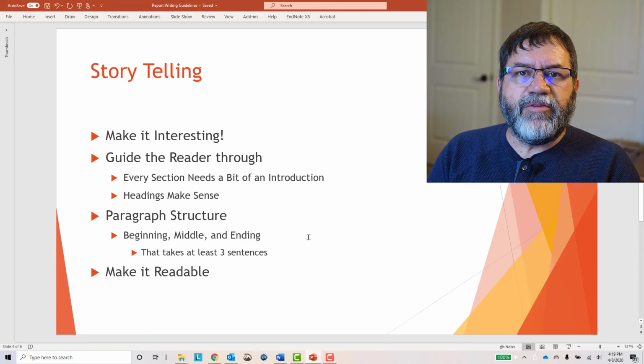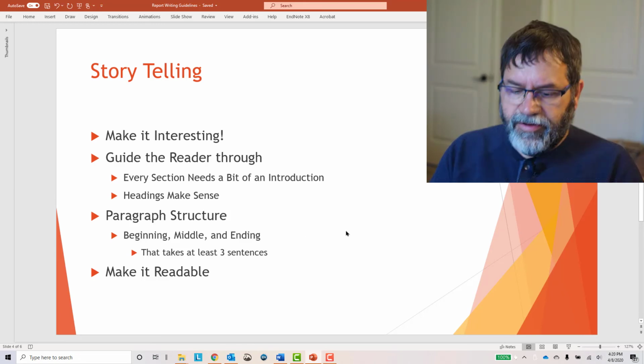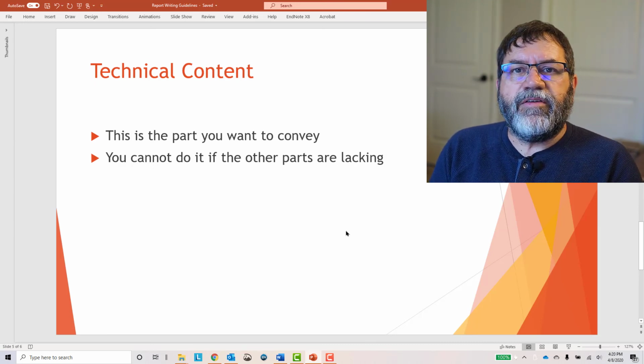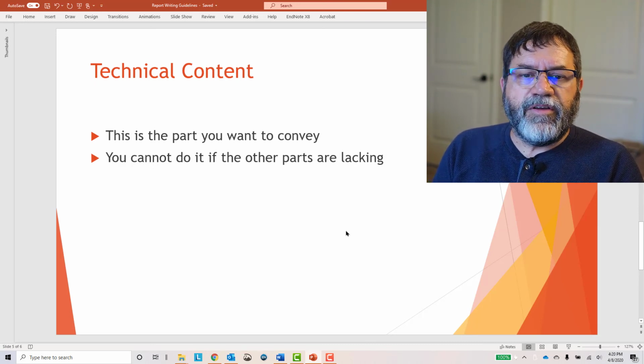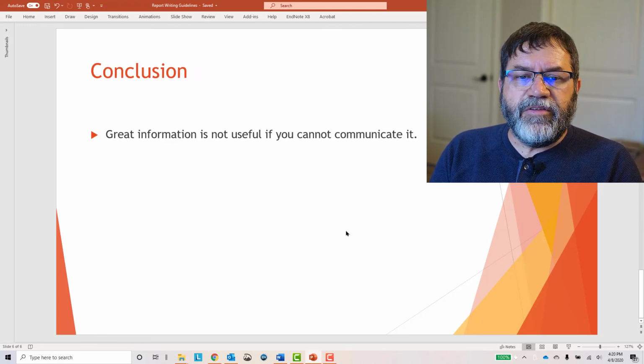And lastly, make it readable. Make sure there are no spelling mistakes, no grammar mistakes, and that everything flows nicely. Make it readable. Okay, that's storytelling. And last is the technical content. That's the information that you're trying to convey. You can't do it if the other parts are missing, because the reader's either going to get lost, or they're not going to want to read your report. So in conclusion, great information is not useful if you can't communicate it.